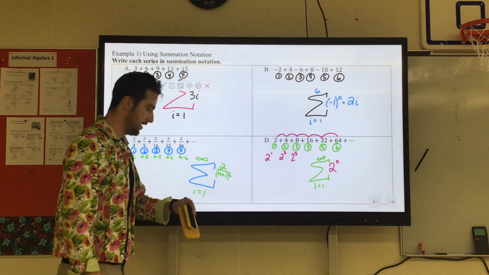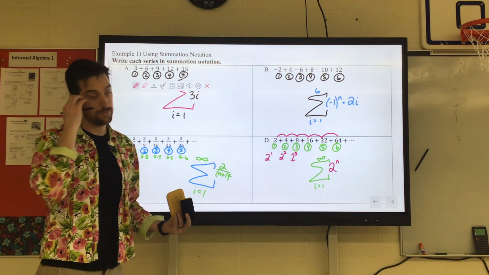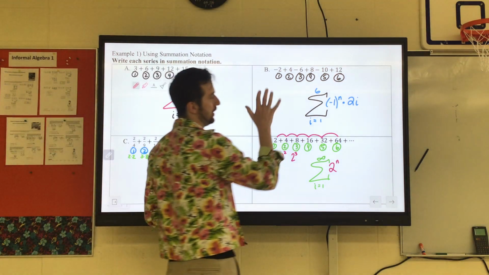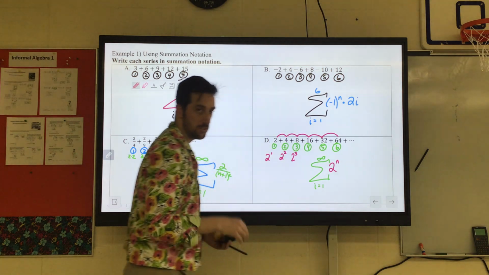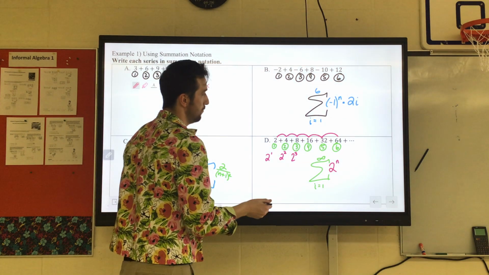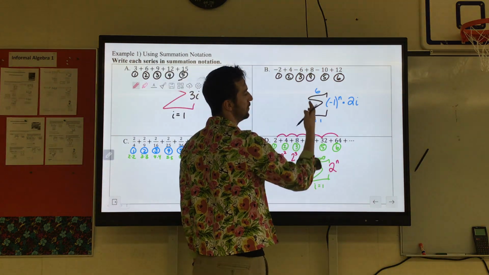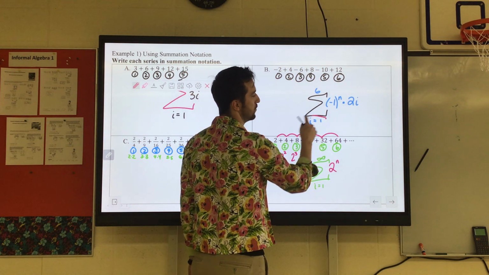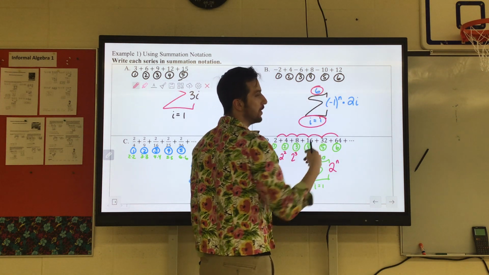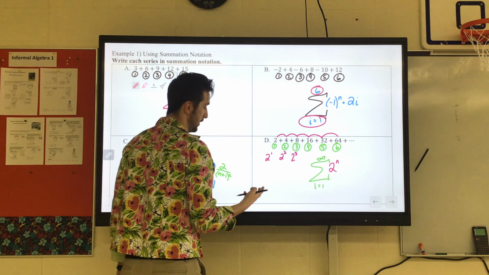Really fun. Now we're going to evaluate some of these. So they're going to give it to us in the summation notation, and we're going to have to add. Remember, in these series, we're adding the terms together. So we're going to start at the first term, go all the way to the sixth term, and add them together.